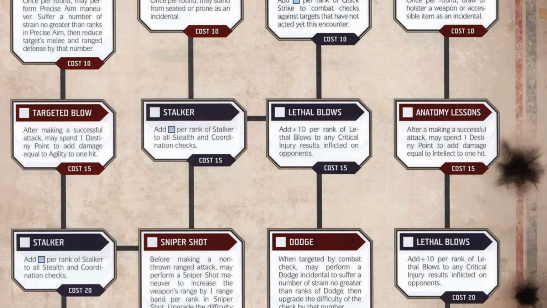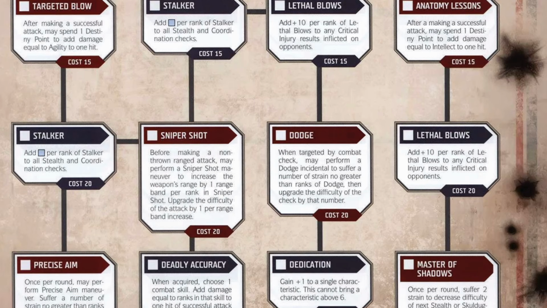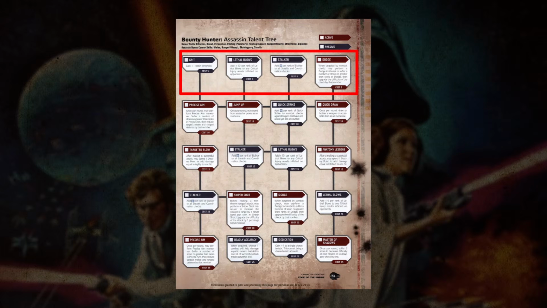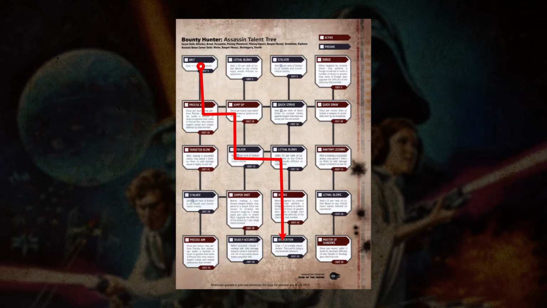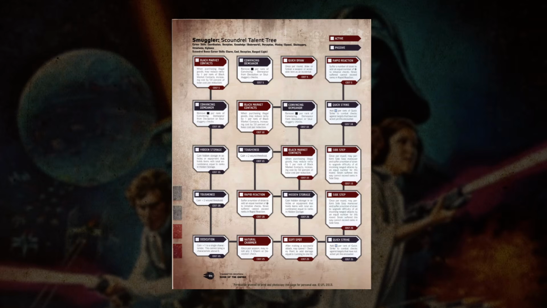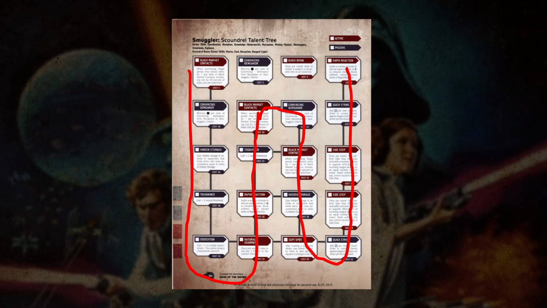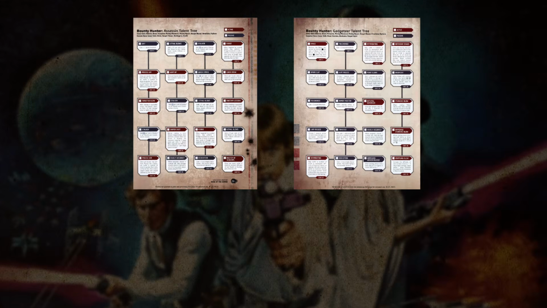So the top row is 5, the next row is 10, the next row is 15, then 20, then 25. You have to start at the top, and then every talent you buy has to connect via the lines to the top row. Some pages have weird paths. Yes, that is intentional. Yes, for the scoundrel, you have to go all the way down and then all the way back up again. Your next option is buying new specialization trees.